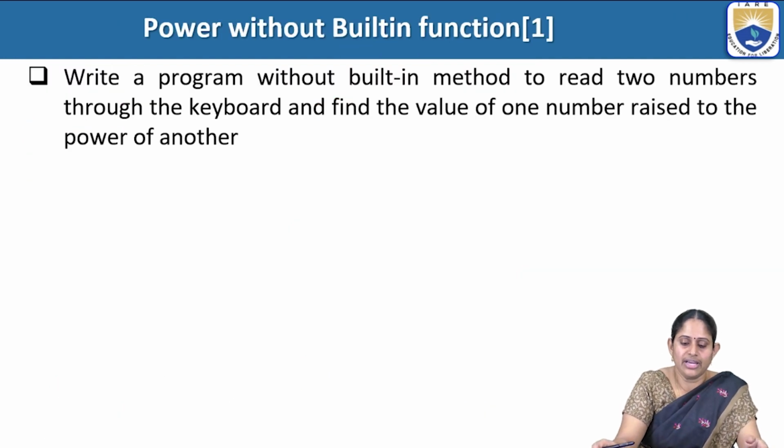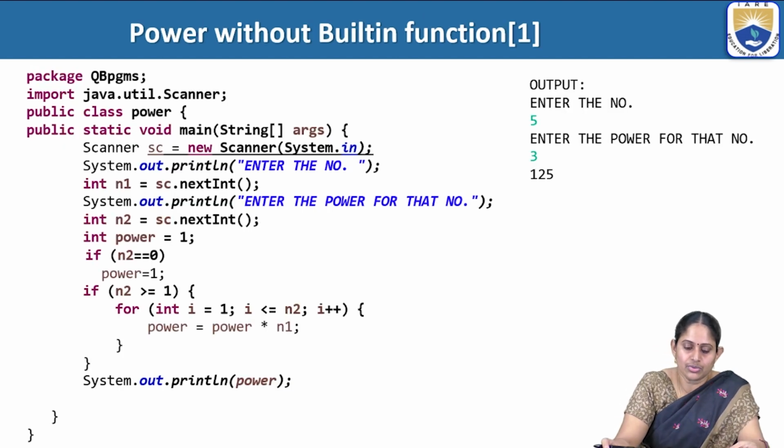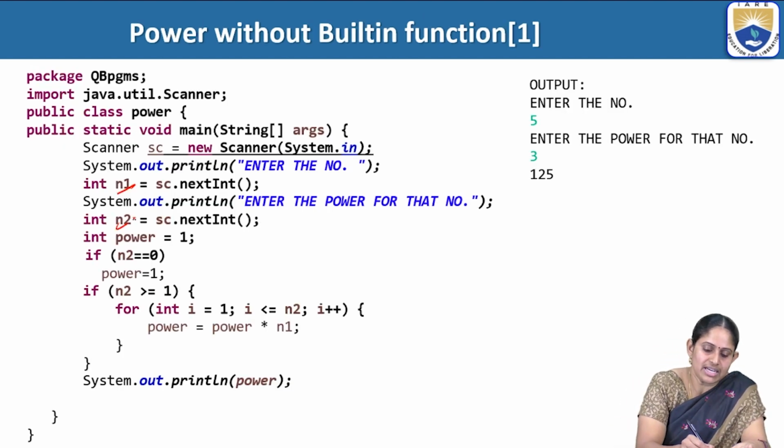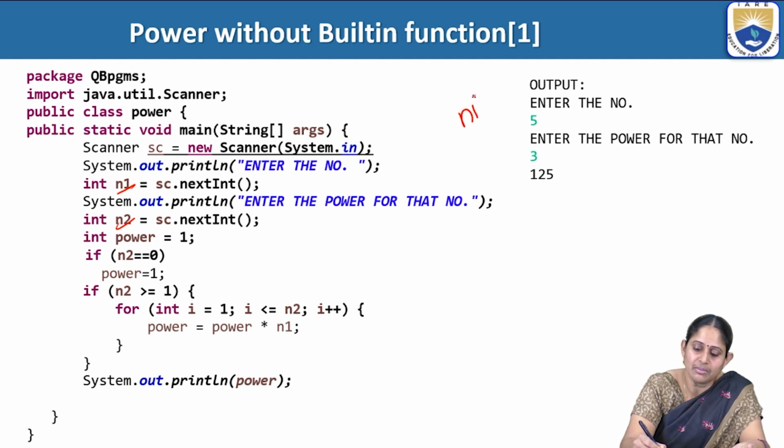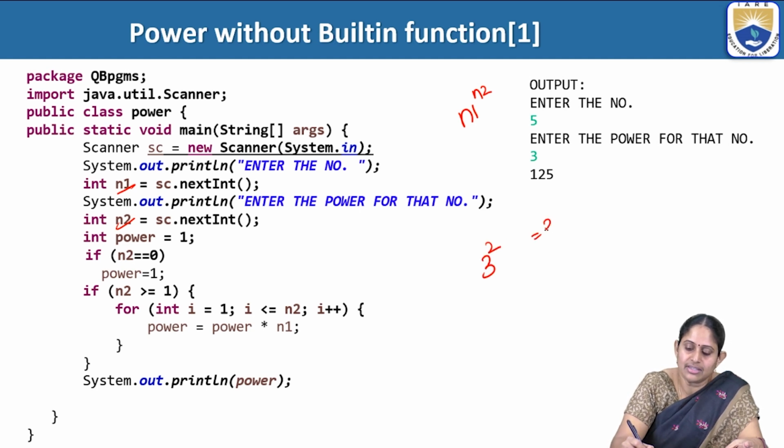Next is to write a program without a built-in method to read two numbers through the keyboard and find the value of one number raised to another. So here, let's say we are reading two numbers n1 and n2. We have to find n1 raised to n2. Let's say if it is 3 square, then we have to find 3 into 3. If it is 3 cube, then it is 3 into 3 into 3.